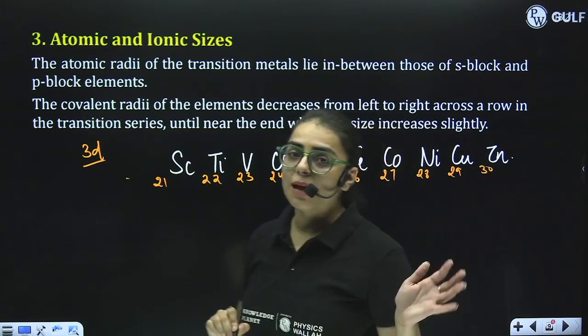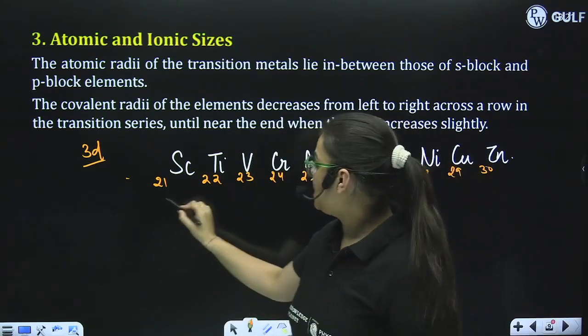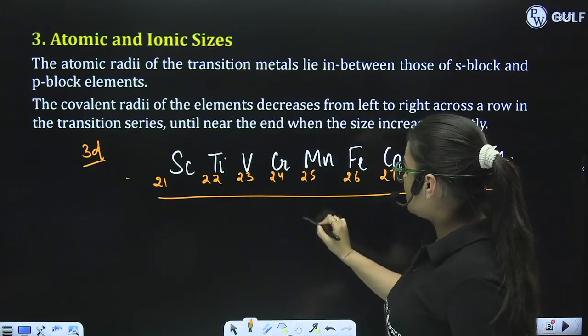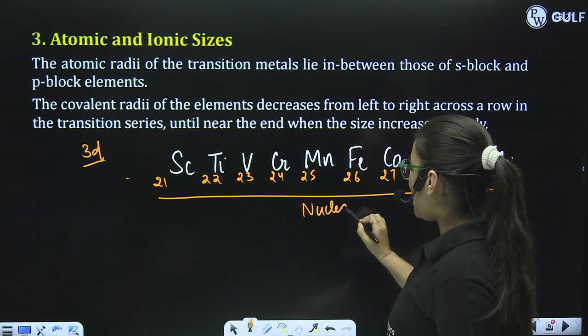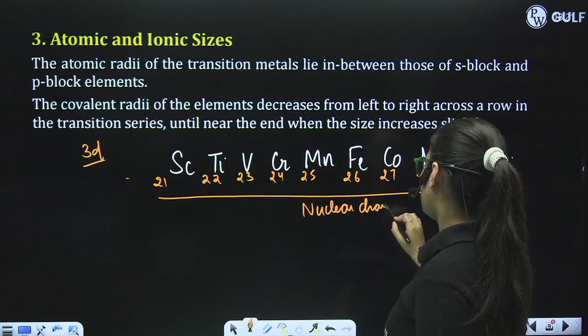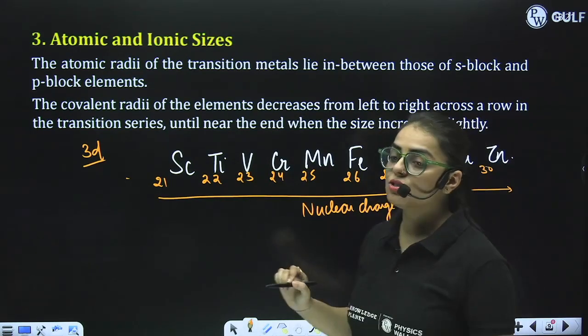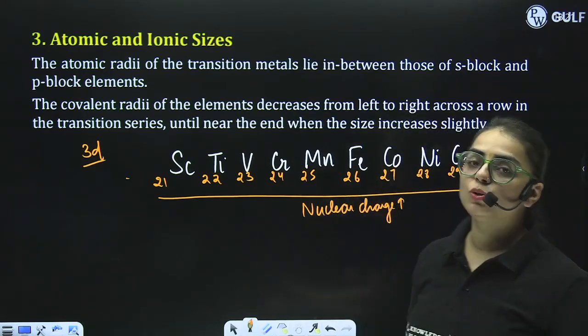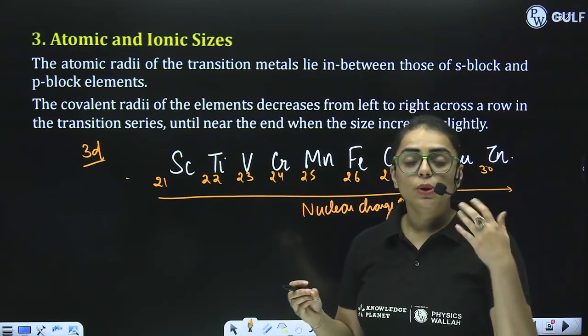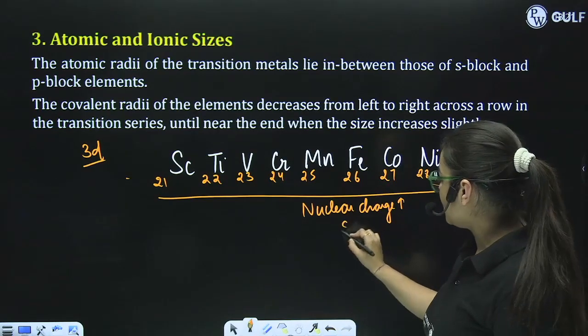So see, students, what happens generally when we are moving along a period, this is the general order. Nuclear charge will increase. Now again repeating, what is nuclear charge? The charge exerted by the nucleus on the outermost electron is the nuclear charge. When nuclear charge increases, size automatically decreases.